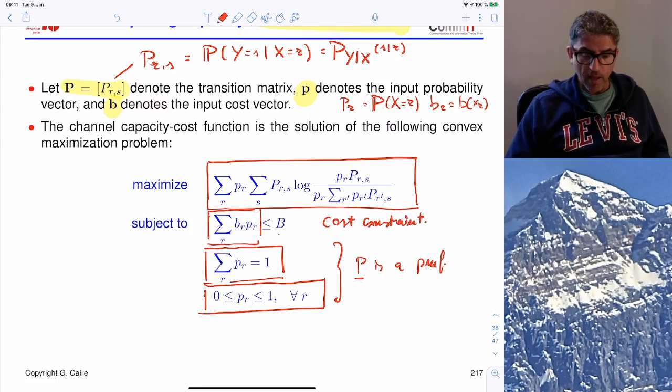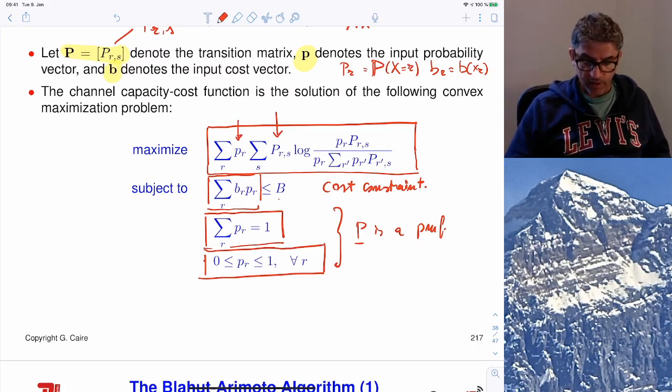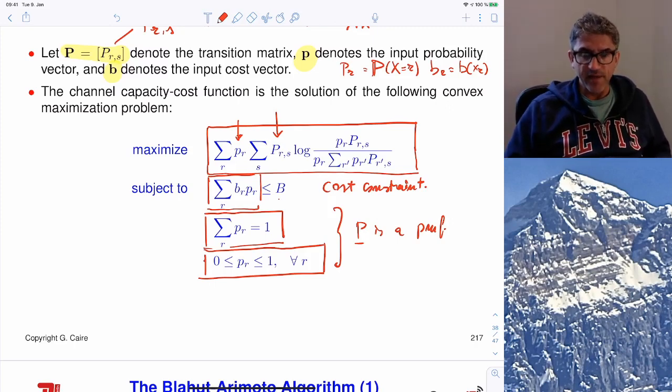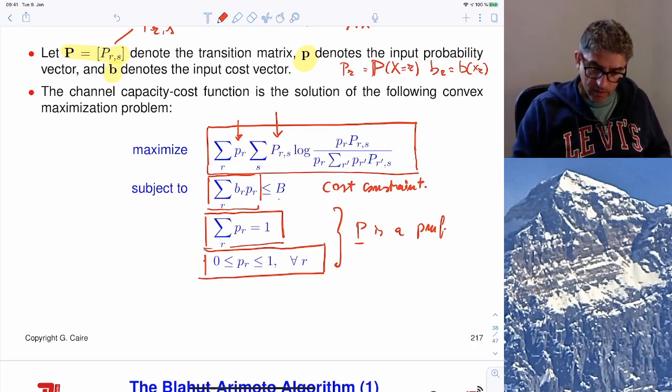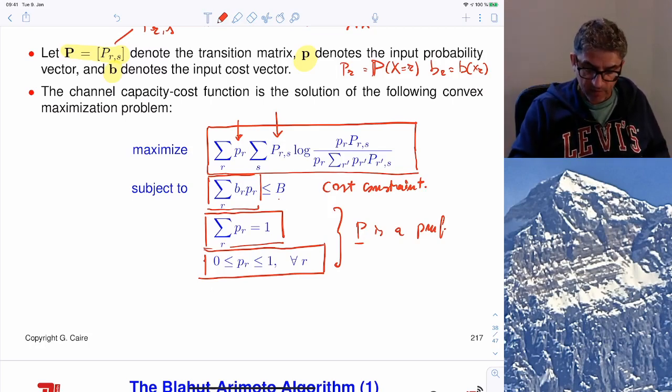So this is a maximization problem where big P is fixed because it's given by the channel. The optimization variable is small p, the vector p, and those are the constraints. This is a convex maximization problem because we have seen the objective function is concave in the vector p, and therefore we are maximizing a concave function, and the constraint set is a convex set because it's basically just limited by hyperplanes, right? So it's a probability simplex cut by a half space given by this inequality. Okay?